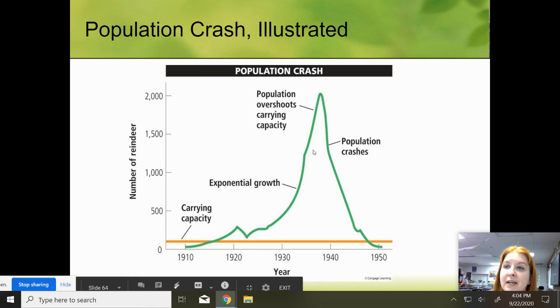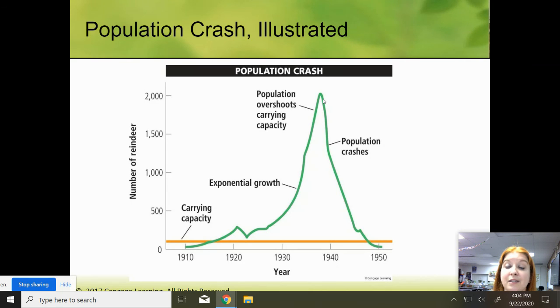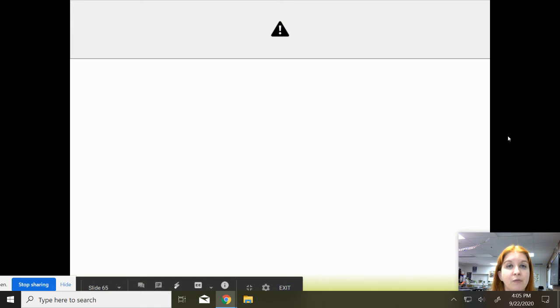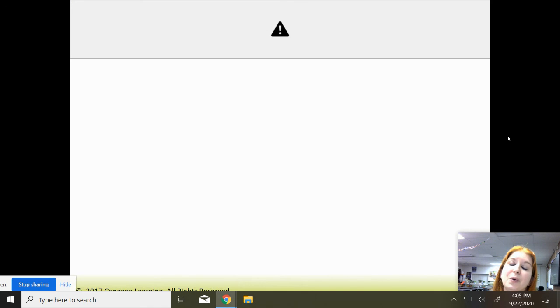So when you have that exponential growth, I don't know if they got access to some awesome new resource, but there's a massive overshoot, then a massive population crash. It's going to happen. And we survived. Once again, notes. So you are done.